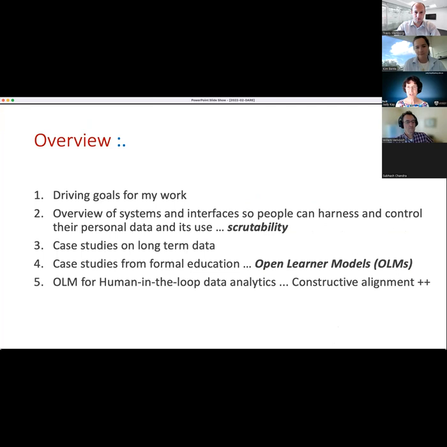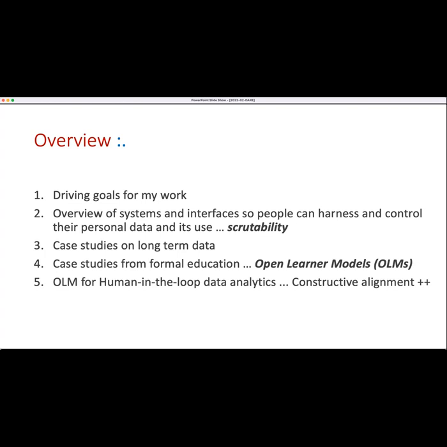The goals of my work, then an overview and an introduction to this word scrutability. There'll be a test on this afterwards. It's not a common word in English, so that's why I wanted to foreshadow it first. A few case studies from work we've done, and then introducing a term that I wish were more widely used. It comes from the artificial intelligence in education community called open learner models. And I'm going to introduce how that works and where I see that fitting into things.